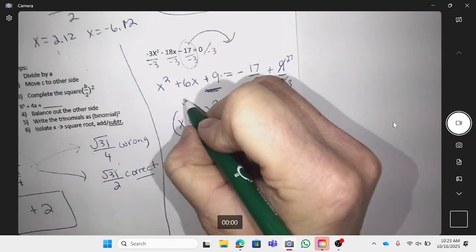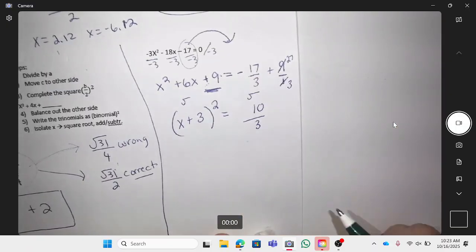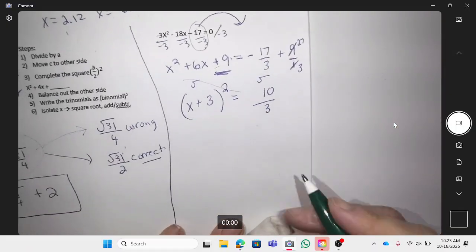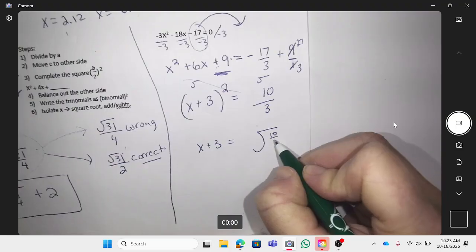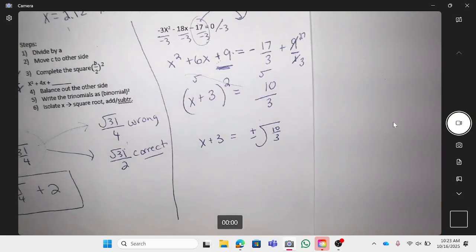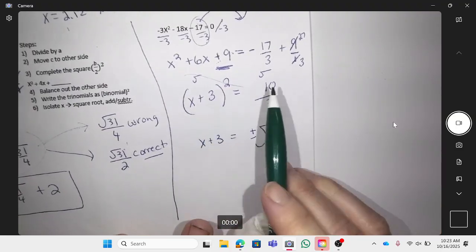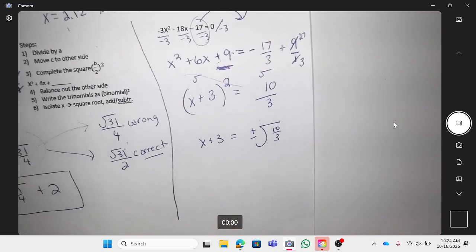Okay, and then finishing it out, how do you get x? Well, you got to first get rid of the squared by square rooting. We're going to always remember we could have squared a positive thing or we could have squared a negative thing to get there.